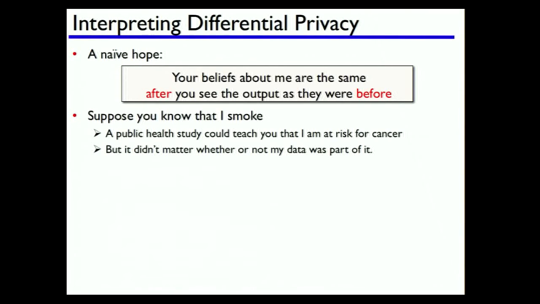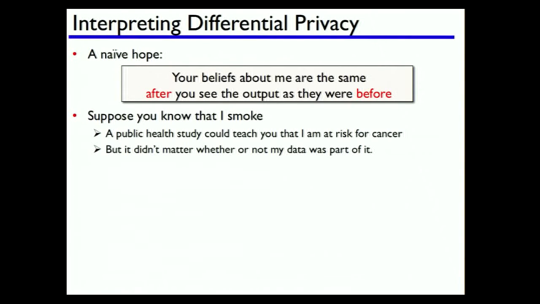So consider the following example. Suppose as side information about me, you find out that I smoke. And suppose that you then read a public health study, the anonymized results of a public health study, that teach you that there's a strong link between smoking and certain kinds of lung cancer and throat cancer.